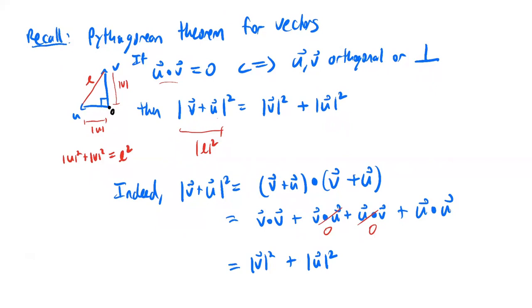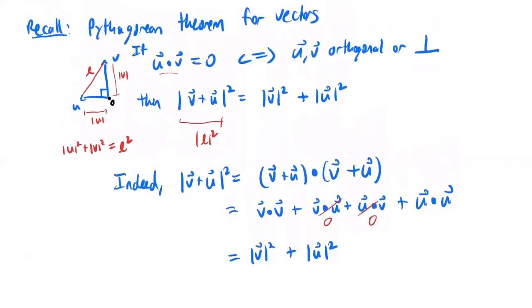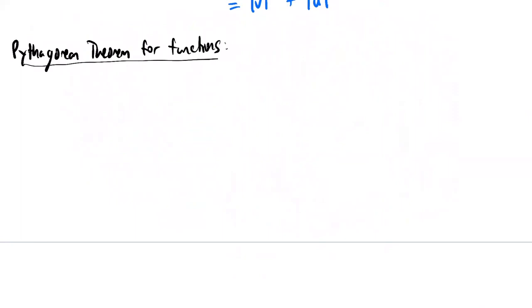What we're going to do now is the same thing, but for functions, right? And so what I want to prove now is the Pythagorean theorem for functions. And so the theorem is the following. Suppose that I have two functions and their inner product is 0, right? So f and g are orthogonal.